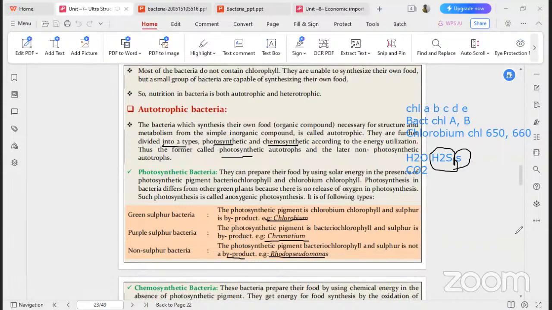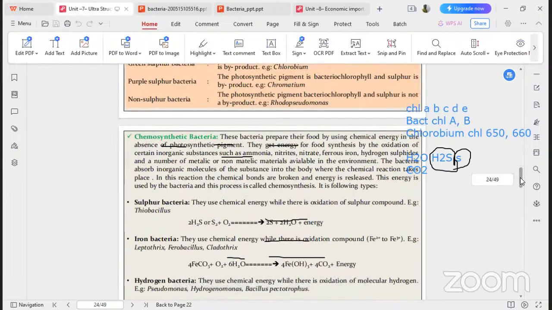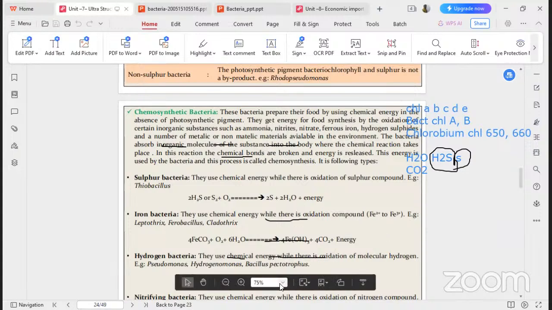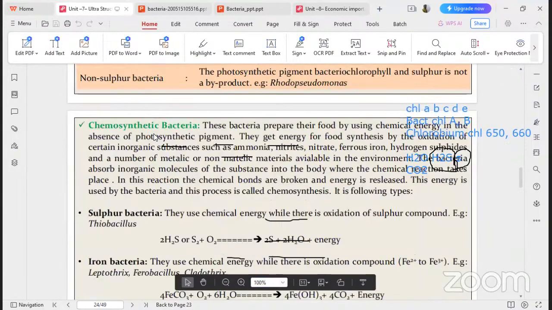Rhodopseudomonas bacteria. Okay. And then you can see the chemosynthetic bacteria. What are those? Chemosynthetic bacteria. Can I zoom it? Otherwise, it is not clear to you. Okay. Now it is very clear.